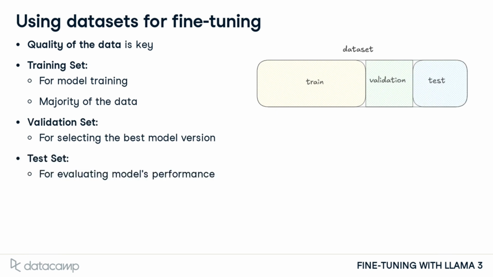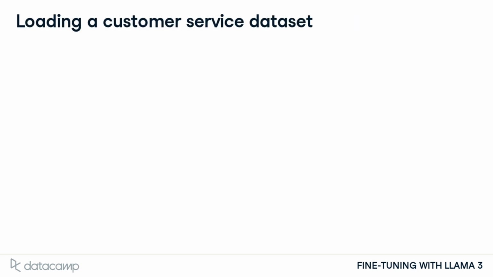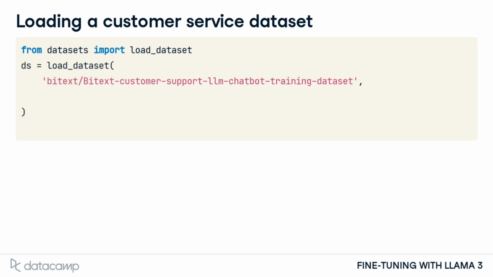The Datasets library by Hugging Face provides a comprehensive collection of datasets for LLM tasks, and it streamlines the process of working with text datasets by providing functionalities for preprocessing, splitting, loading, and efficient memory management. Let's prepare a customer service dataset. The load dataset function retrieves the dataset from the Hugging Face hub and splits it into predefined subsets, such as train.